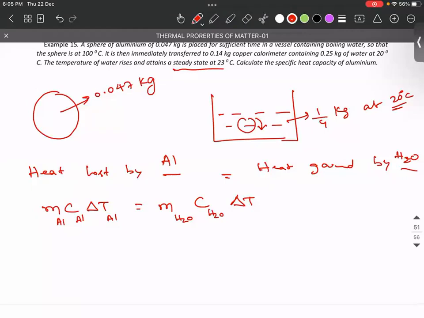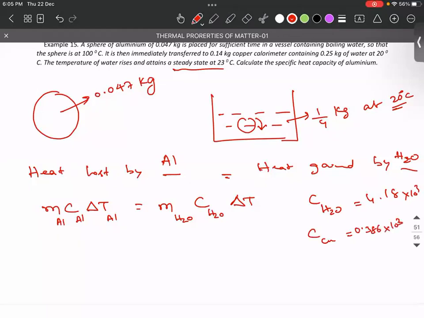Okay. So I need to give you the specific heat capacities. So specific heat capacity of water, write it down. They should have given it in the question. So specific heat capacity of water is 4.18 into 10 power 3, joule per kilogram per Kelvin. And specific heat of copper is equal to 0.386 into 10 power 3.